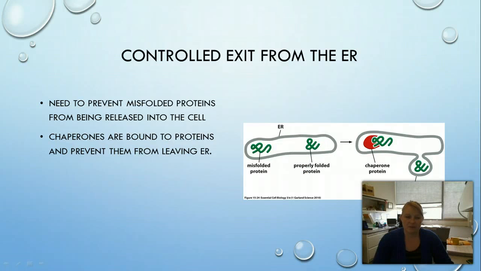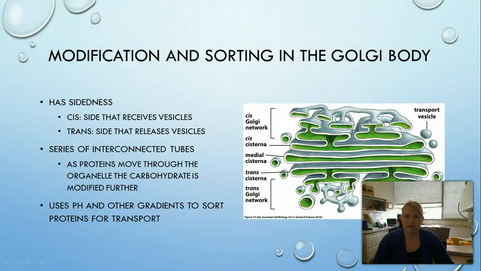So after it's been modified and it's been moved through the lumen a little bit, then it's time for it to bud off and leave the ER. Now, how do we control for this? How do we make sure that only the properly folded ones, the ones that are properly tagged, leave? This is where chaperone proteins come into play. Chaperone proteins can detect when a protein is misfolded, and what it'll do is it'll actually hold on to a misfolded protein and prevent it from budding off, whereas the properly folded ones will bud off and leave the ER. Do you know where they're going to go next? Hopefully you said the Golgi body.